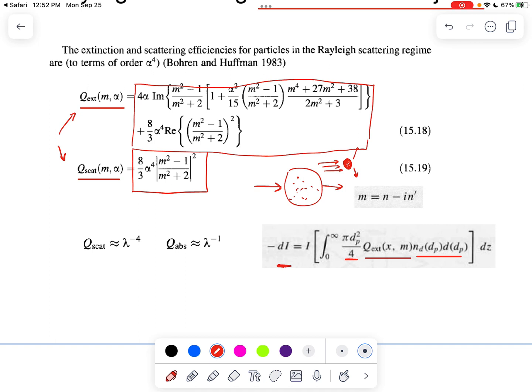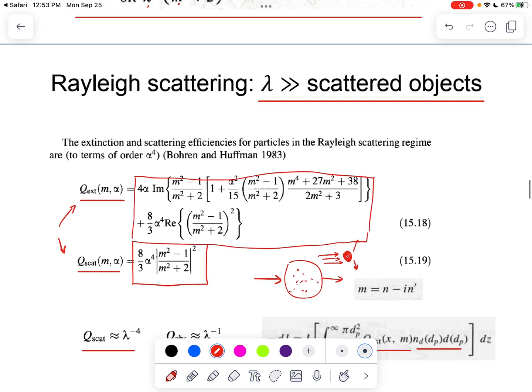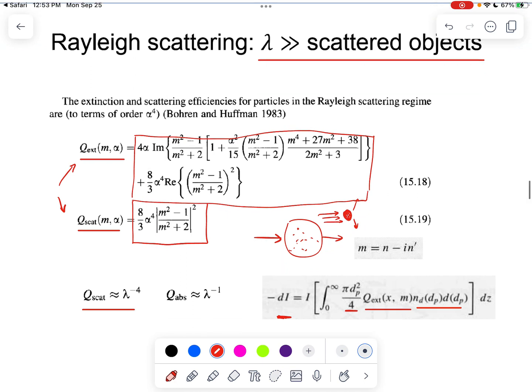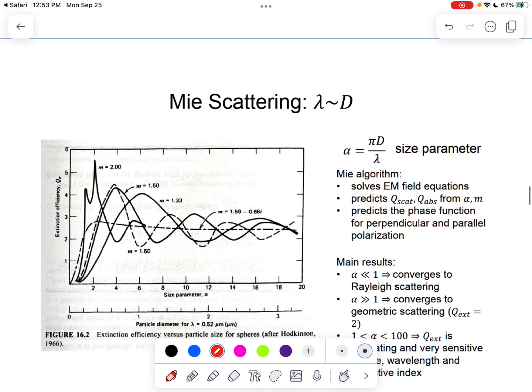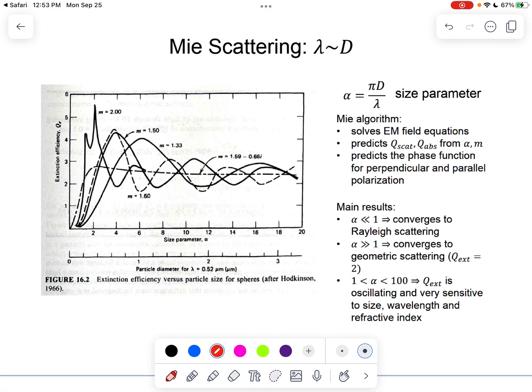So further, people find out that the scattering efficiency is proportional to lambda to the power of -4, and then absorption efficiency is proportional to lambda to the power of -1. Okay, and you can further see that this scattering efficiency or extinction efficiency is dependent on the m here, and m is the refractive index of the particle, which is further dependent on the chemical composition of the particles. Okay, that's the Rayleigh scattering.